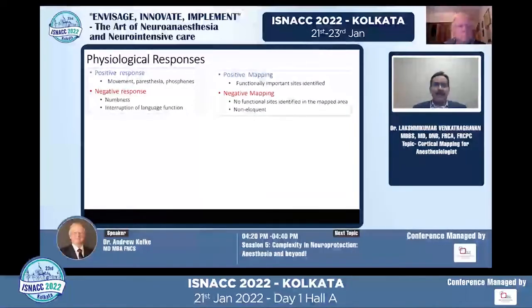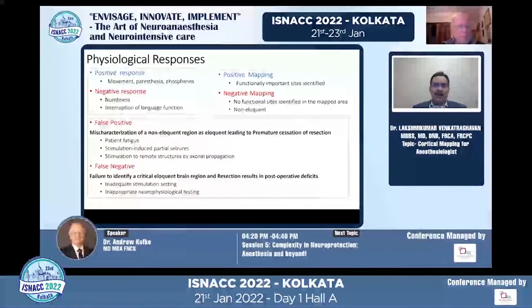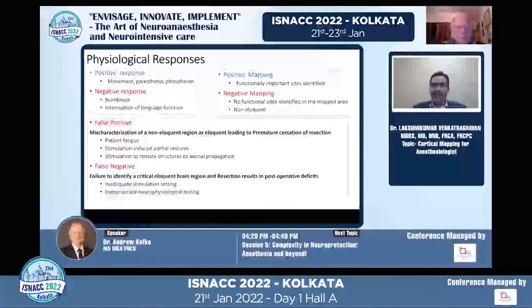This should not be confused with positive mapping or negative mapping. Positive mapping indicates that a functionally important site is identified. Negative mapping indicates that no functional site is identified in the mapped area, or otherwise the area is considered non-eloquent. This is important so that we can minimize false positives and false negatives.